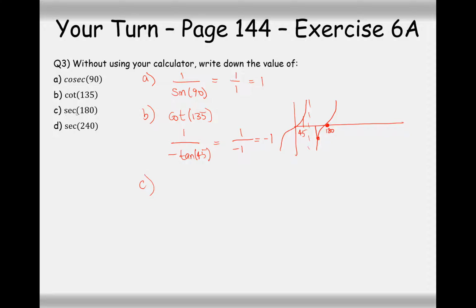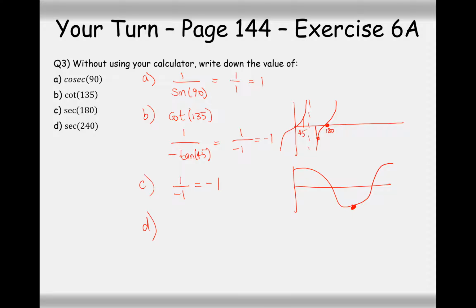Part C, cosec of 180. Let's just remind ourselves of the sec graph. Note of the cos graph, I mean. So in this case here, it's going to be minus 1. So this is going to be 1 over minus 1, which is also equal to minus 1.